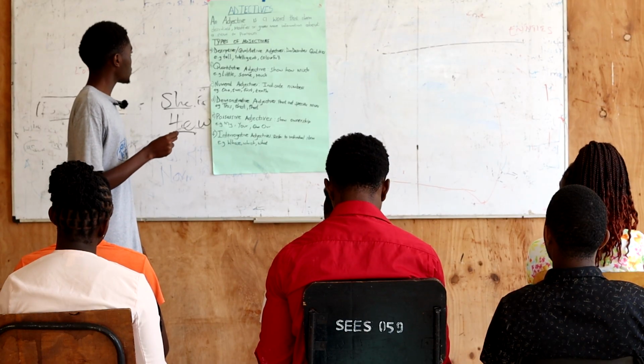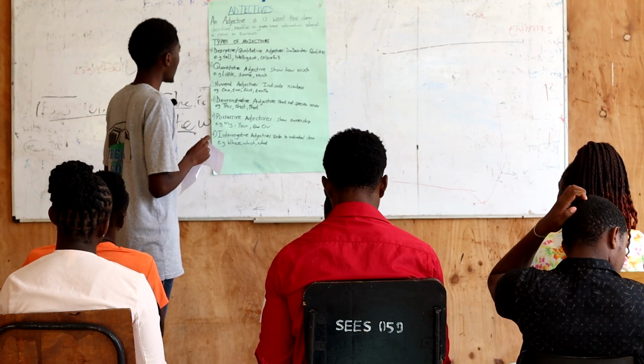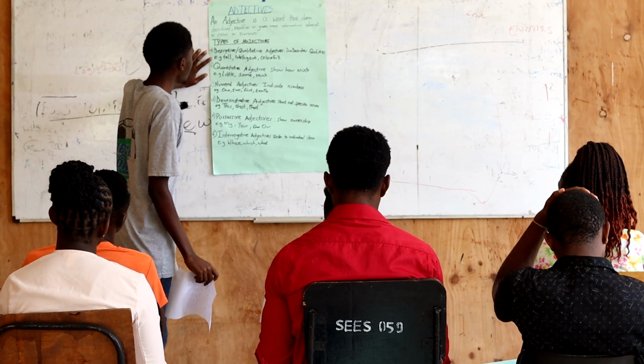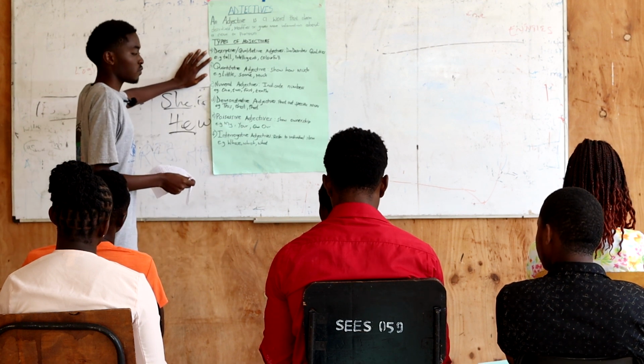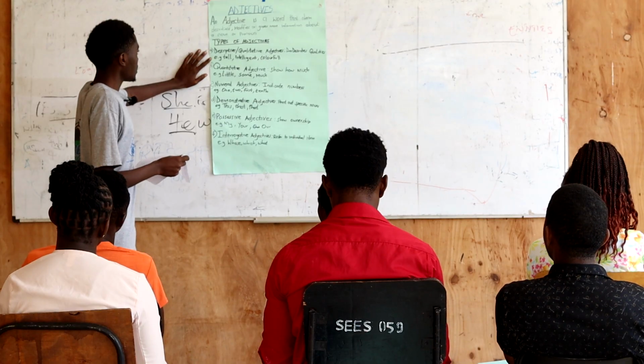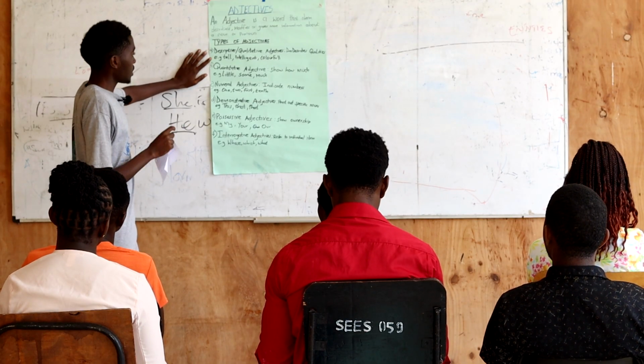Then we go to types of adjectives. We have descriptive adjectives. They describe qualities, e.g. tall, intelligent, or colorful. You can say Ali is tall. The adjective there being tall.